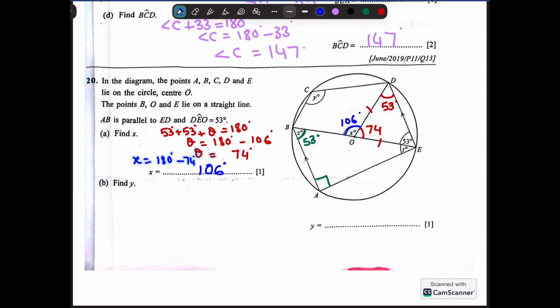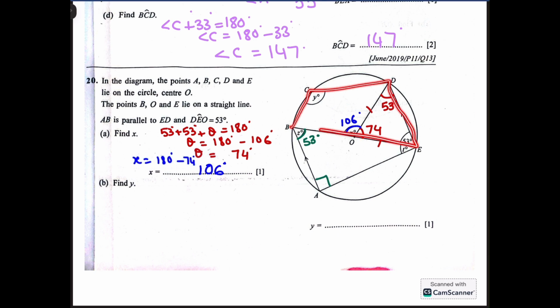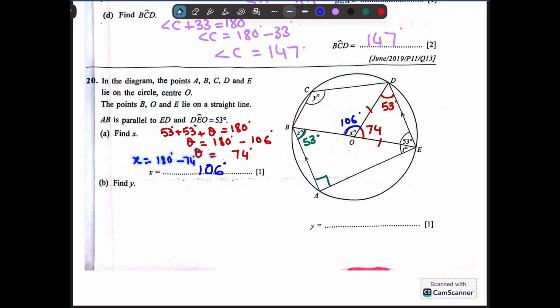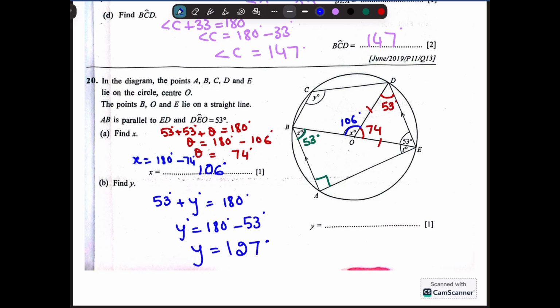Okay, now they want us to find Y. Let's focus on the cyclic quadrilateral BCDE. So if this is 53, Y plus 53 should be 180. Because the opposite interior angles of a cyclic quadrilateral are supplementary. So 53 plus Y should be equal to 180. Y is equal to 180 minus 53 degrees, which gives Y to be 127 degrees.